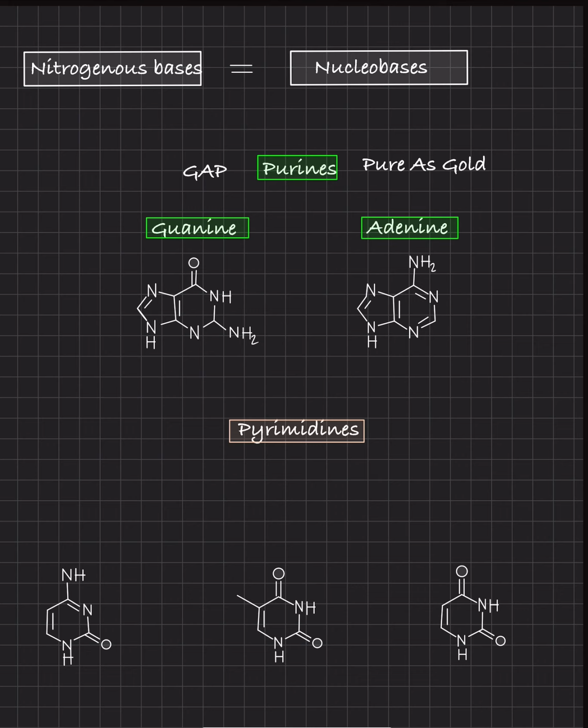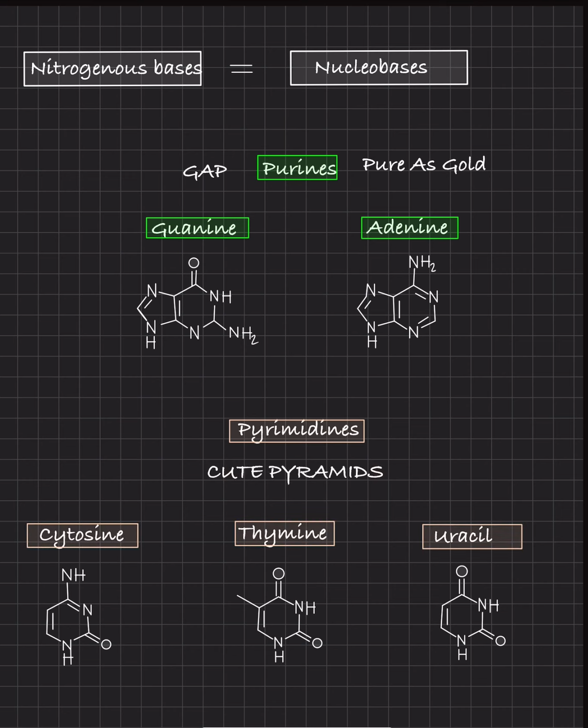Nitrogenous bases, again, can be made of purines or pyrimidines, and guanine and adenine are purines. And for pyrimidines, just remember cute pyramids. So cytosine, uracil, and thymine. Again, guanine, adenine, cytosine, thymine, and uracil, all of those are nitrogenous bases. But again, they are divided into purines and pyrimidines.